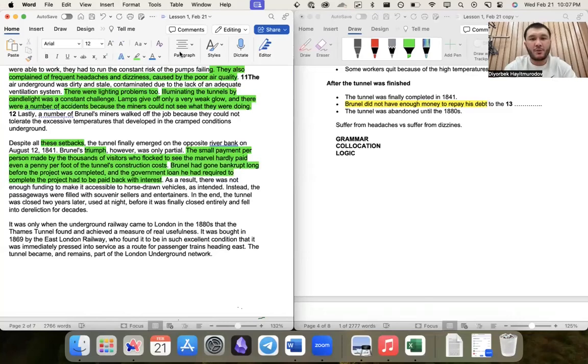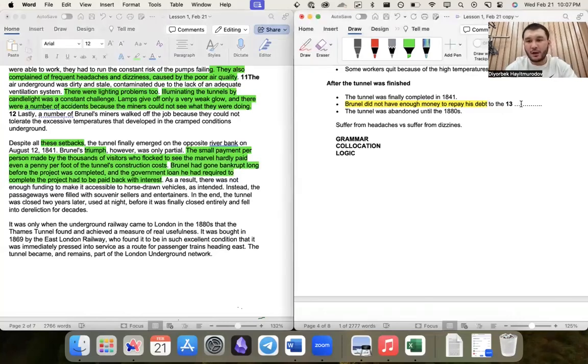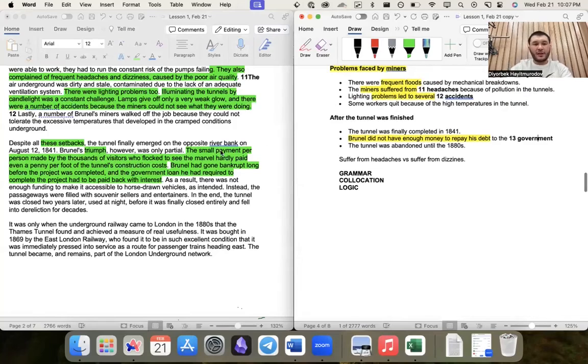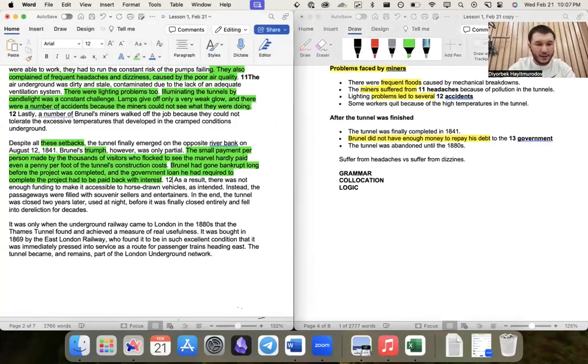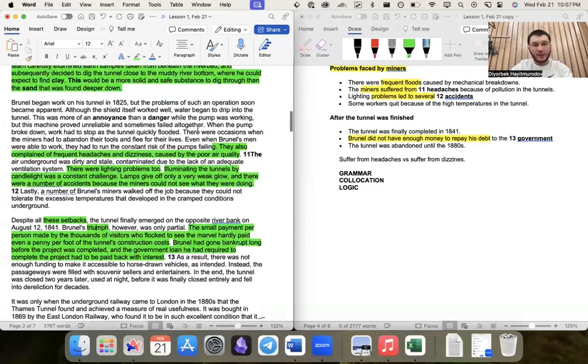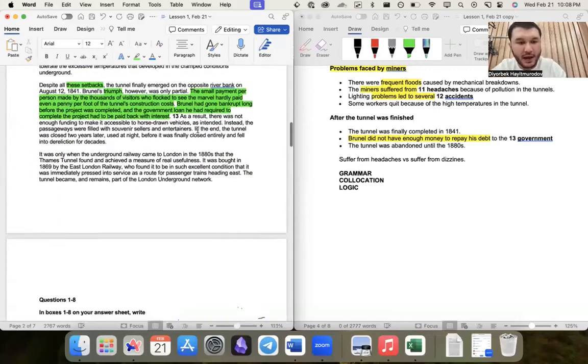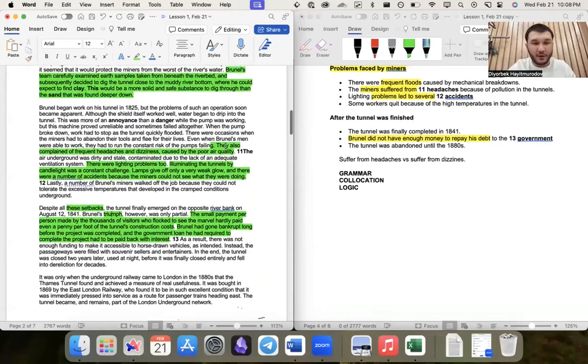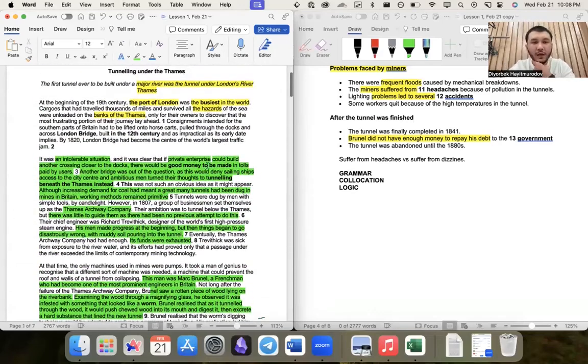Pay back the money to whom, guys? Government, exactly. So we finished now. You see 13 is here, right? Now, as you can see, everything was in order. Now I don't have to read the remaining section of the passage.